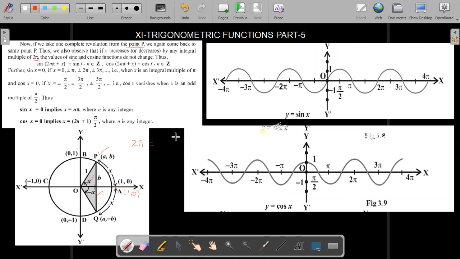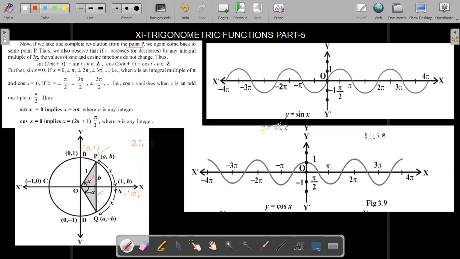When this point moves to B, its coordinates will become (0, 1). When this point moves to C, it will become (-1, 0), and then (0, -1). So when it is moving in this direction, that means it is anti-clockwise.